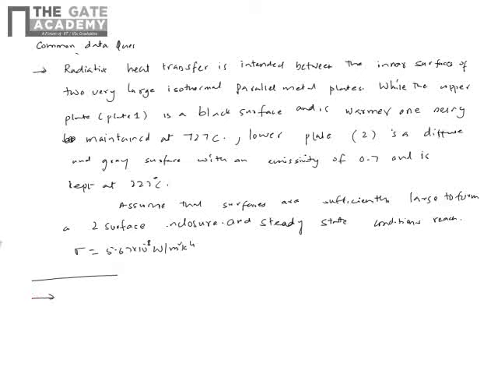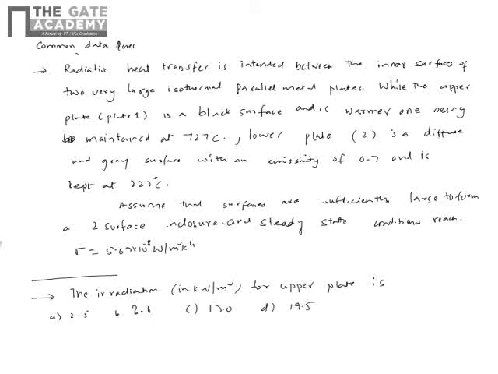Okay, so the first question is: the irradiation in kilowatt per meter square for the upper plate is, and the options are given: A 2.5, B 3.6, C 17, D 19.5.